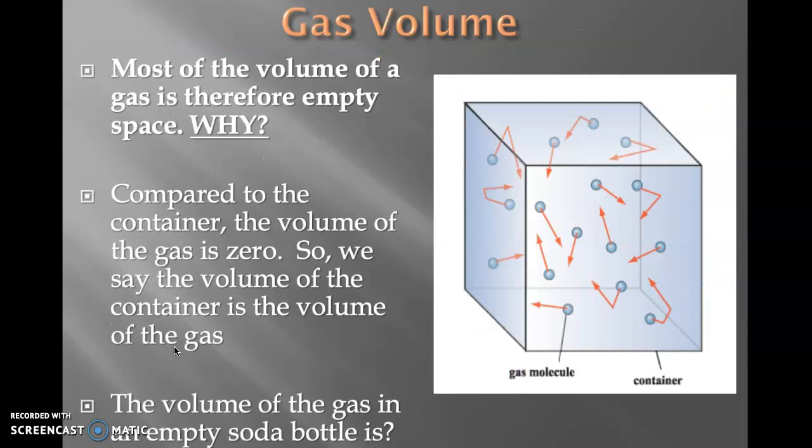Okay, most of a gas's volume is empty space, and that's because gas particles are extremely small and they spread out to fill up their entire container. So the gas molecule itself is incredibly tiny, like teeny, teeny, teeny tiny. However, they want to fill up the whole entire container. So we say that the volume of a gas comes from the container that it's being stored within. So the volume of a gas in an empty 2-liter bottle of soda is 2 liters of gas.